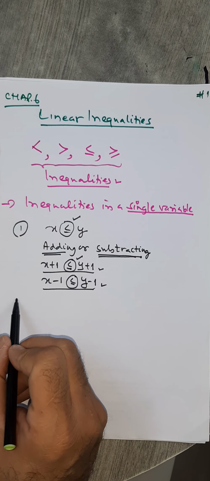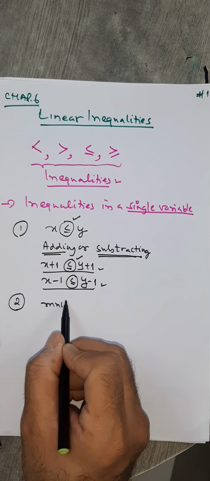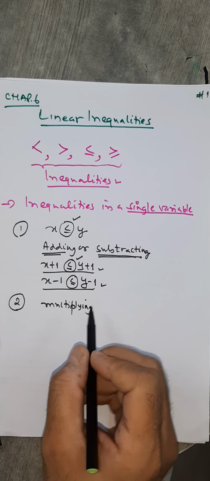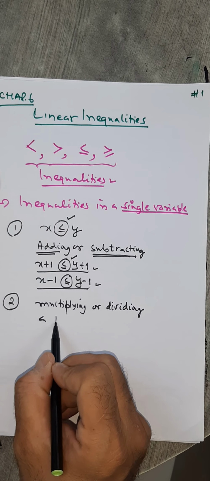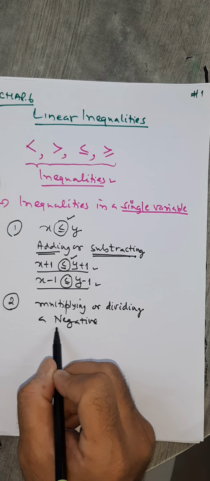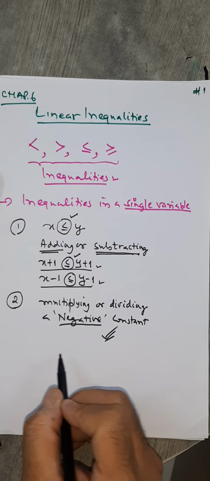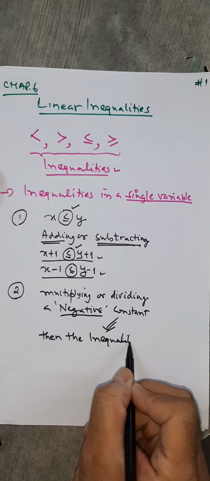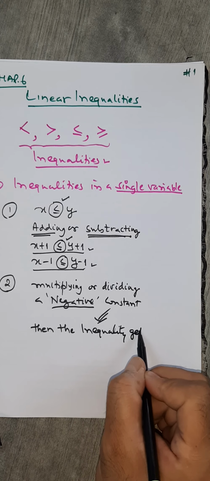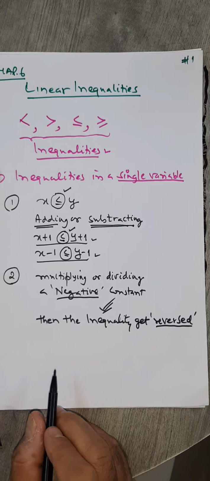That's one thing. But if you multiply or divide by a negative constant, then the inequality gets reversed. Remember, the inequality gets reversed.